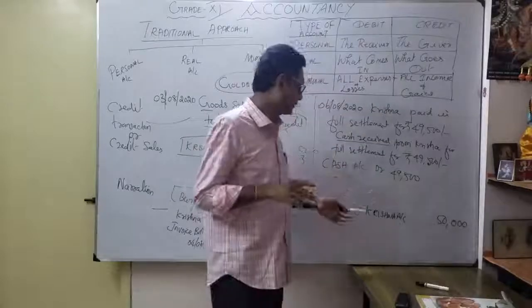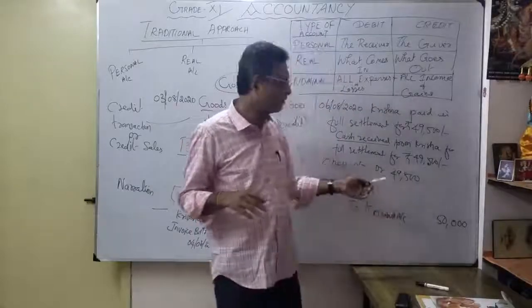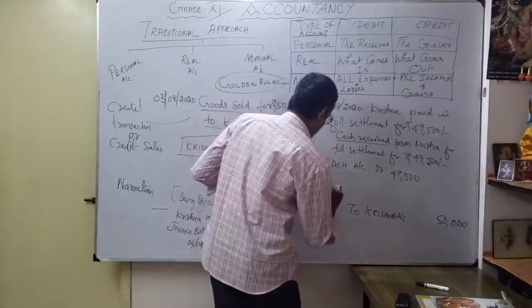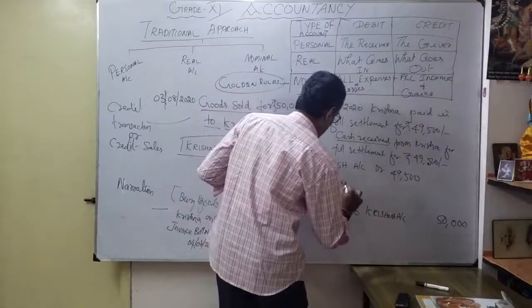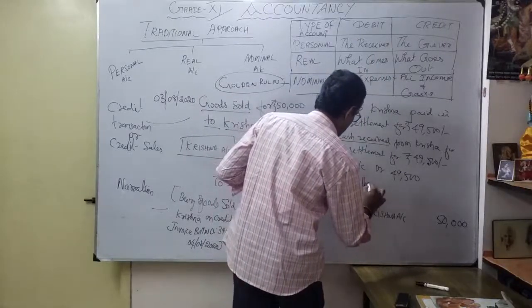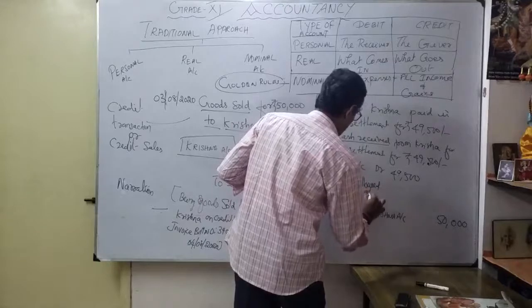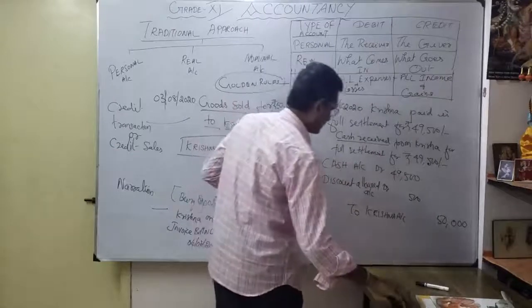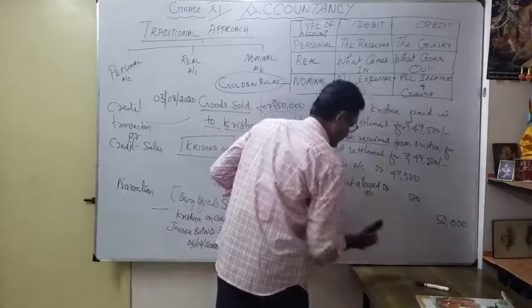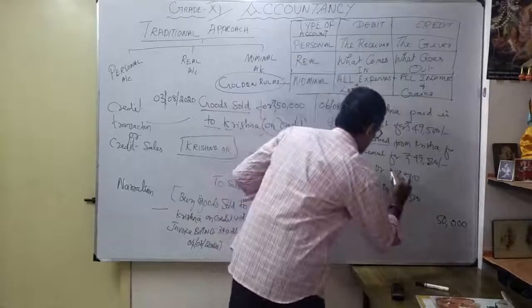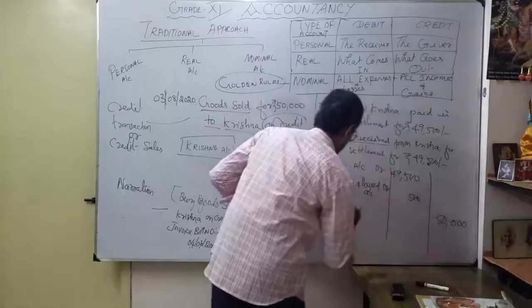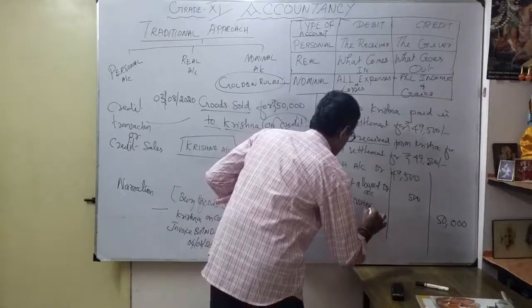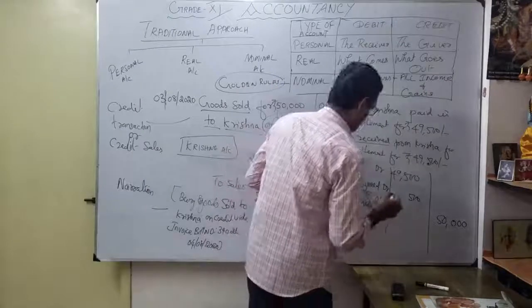So here what happened? I said Krishna has to give 50,000. How much did he give? 49,500. That means what? You have to put it here: Discount allowed. Okay. Discount allowed account debit 500. Now understood? So I'll put it here, To Krishna account. Now you see it is tallied.